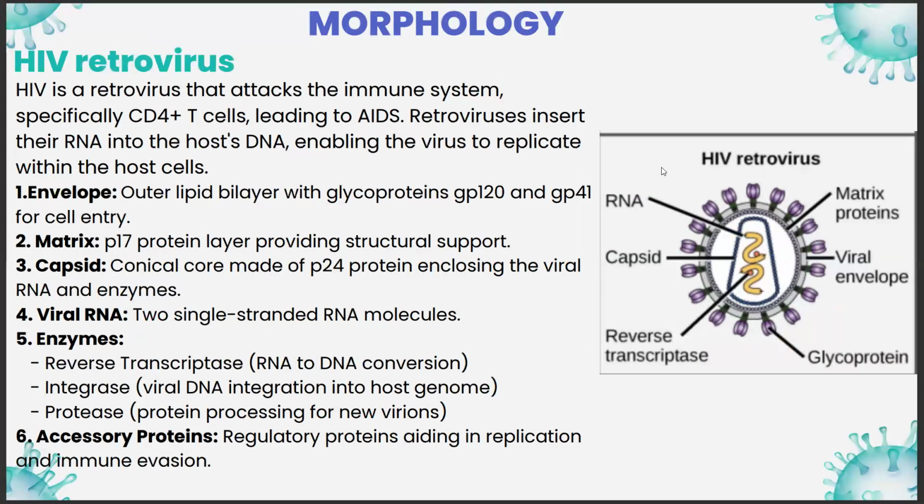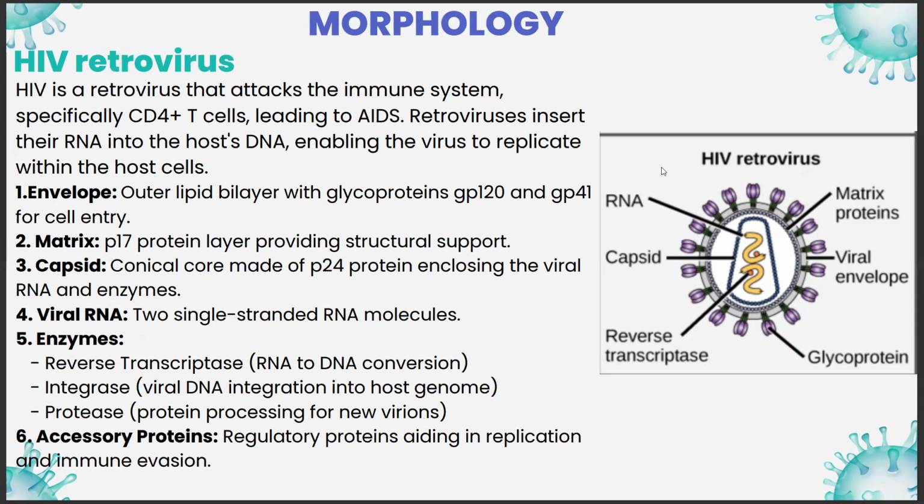HIV retrovirus. HIV is a retrovirus that attacks the immune system, specifically CD4 plus T cells, leading to AIDS. Retroviruses insert their RNA into the host DNA, enabling the virus to replicate within the host cells. This is the structure of HIV retrovirus.